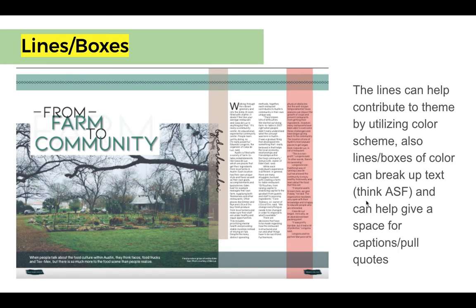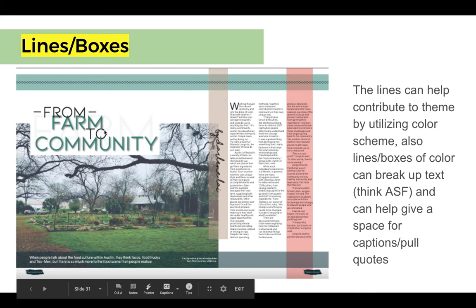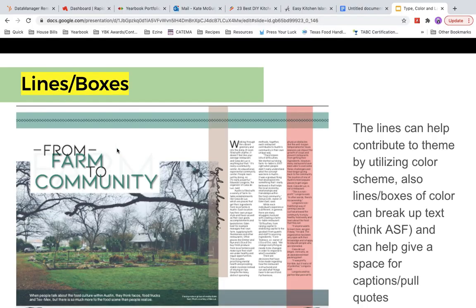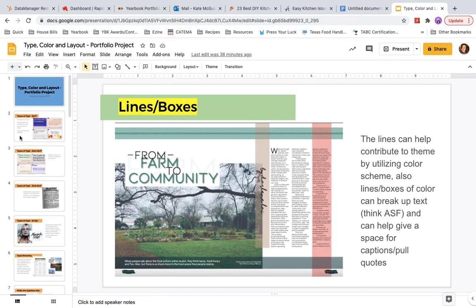That's what we're doing. And then lines and boxes. Lines can help contribute to a theme by utilizing your color scheme. So you can add in different pops of color from that color scheme just by adding in lines, just by changing some of the colors of the text as well. Okay? And that is it. That is everything to do with layout and color and type.